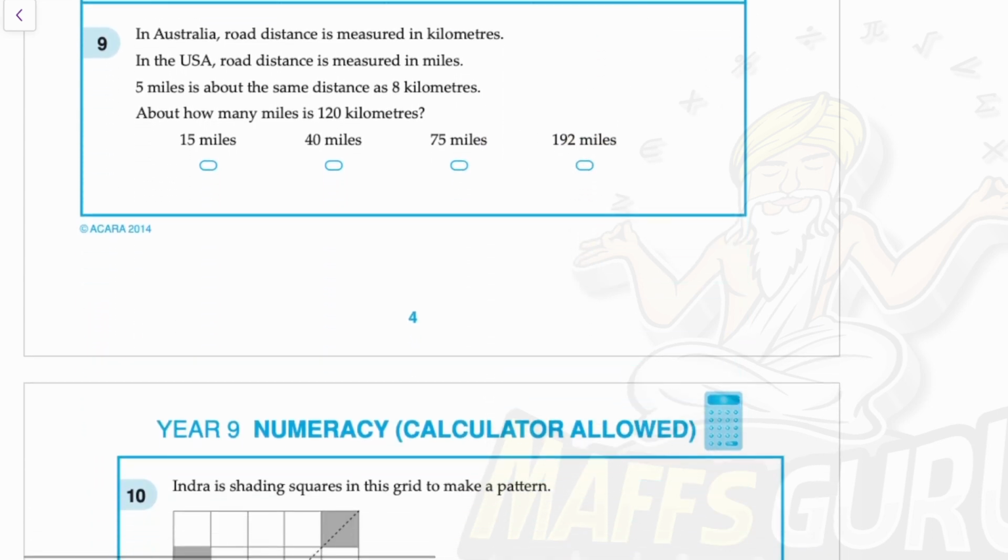In Australia, road distances are measured in kilometers. In the USA, road distances are measured in miles. 5 miles is about the same as 8 kilometers. All right, how many miles is 120 kilometers?